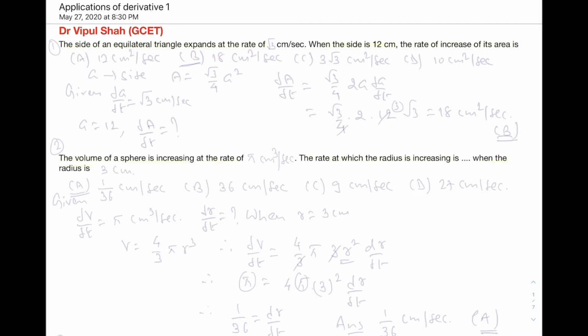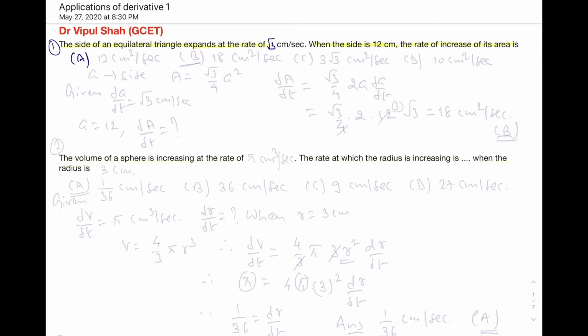Hello friends, let us solve some examples of applications of derivative. So let us take the example here that the side of an equilateral triangle expands at the rate of say 3 centimeter per second when the side is 12 centimeter. The rate of increase of its area is, now here you are given some options.